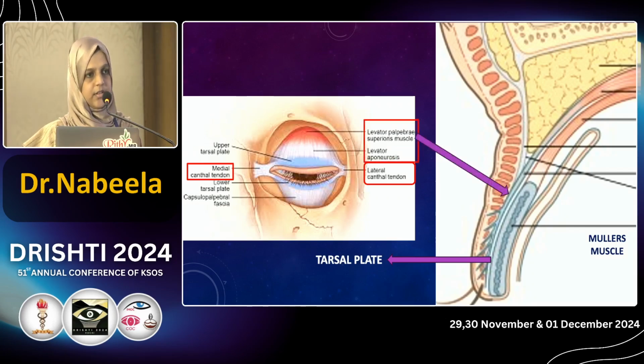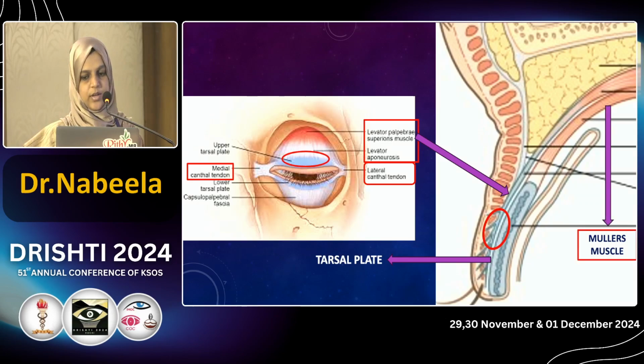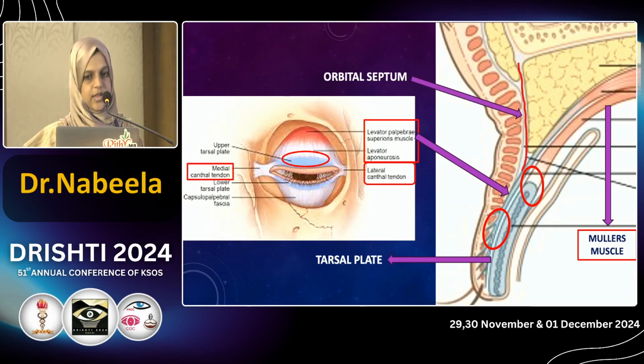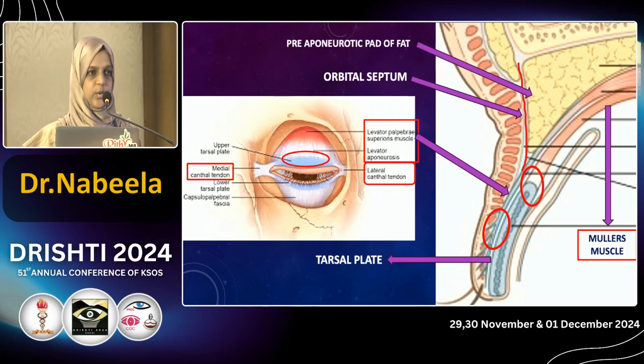Then we have the levator palpebrae superioris muscle and aponeurosis, which attaches onto the anterior surface of the tarsal plate. And beneath it, you have the Muller's muscle, which attaches on the superior border of the tarsal plate. And then we have the orbital septum, which has an attachment from the superior orbital rim over to the levator aponeurosis. And behind it, we have the pre-aponeurotic pad of fat.